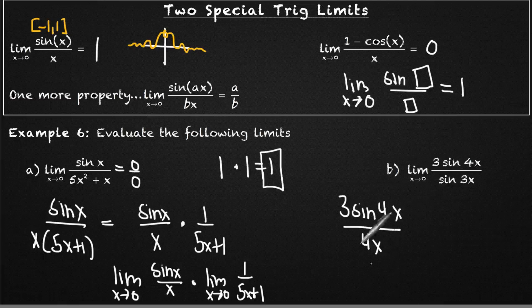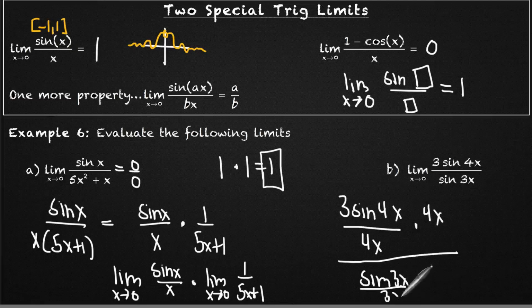Now, if I put a 4x on the bottom here, I have to balance it by putting a 4x on the top. All right, and then we're going to do the same thing to the bottom. I'm going to put sine of 3x over 3x, but I'm going to multiply it by 3x. So let's see if that makes sense to you. If I take this 4x and cancel it with this 4x, I'm still getting 3 sine of 4x, which is what we have on the top. Same thing on the bottom. If I take the 3x and cancel it with this 3x, I get sine of 3x.